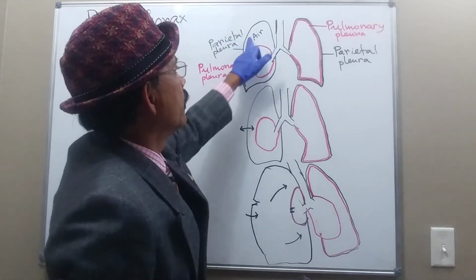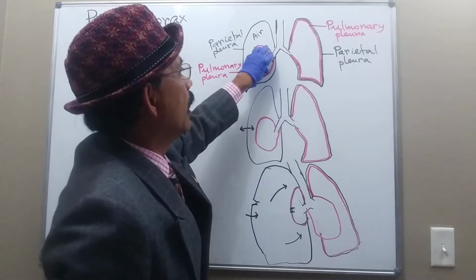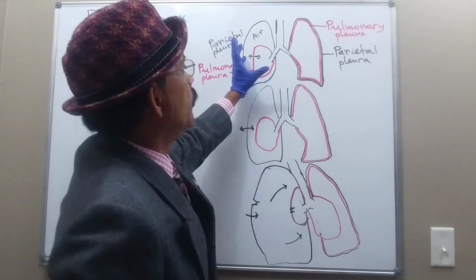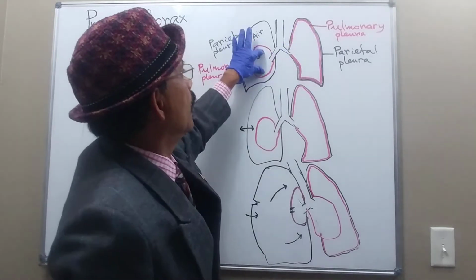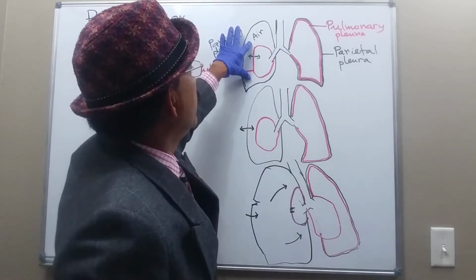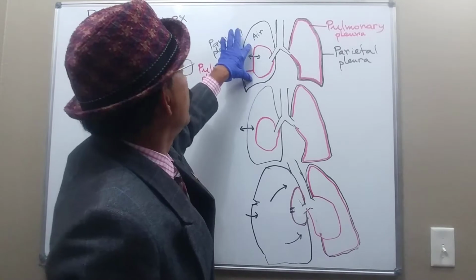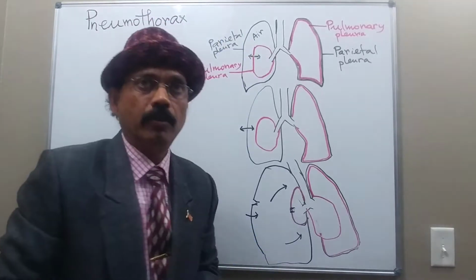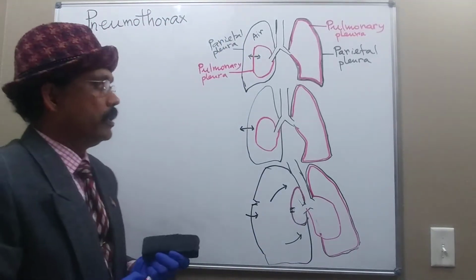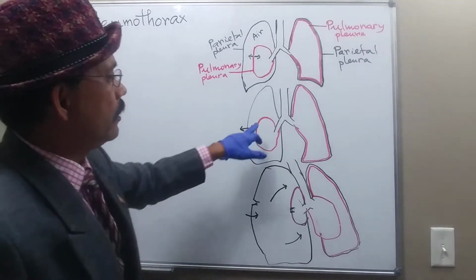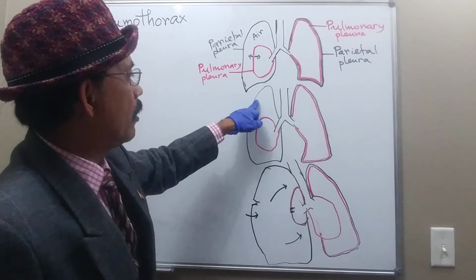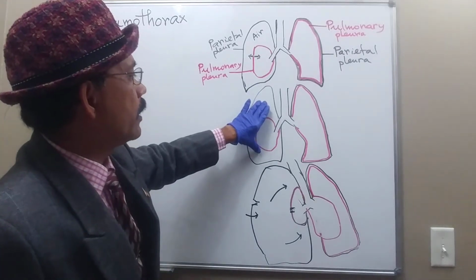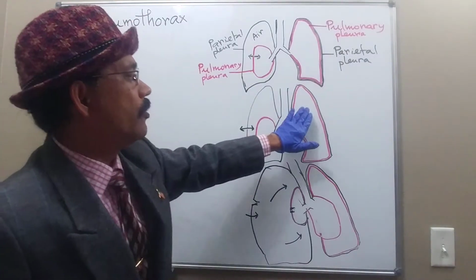So this is air. This is lung. The lung has collapsed. This was lung; it has collapsed. Now here there is air. This is the pneumothorax. Okay, we got the pneumothorax. Here again, this is the pulmonary pleura, parietal pleura, this containing air. This is the pneumothorax. This is normal.